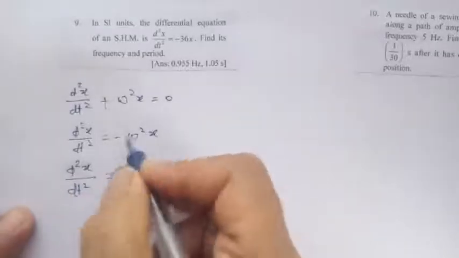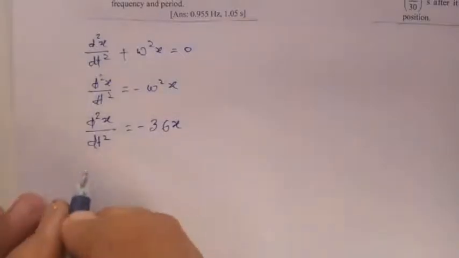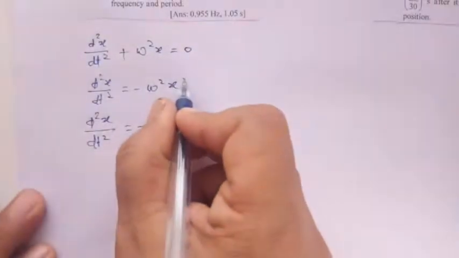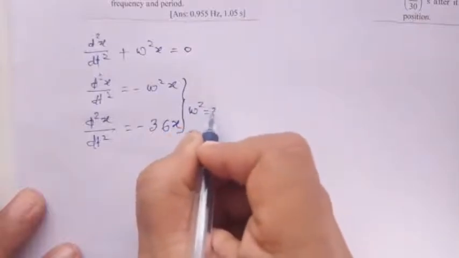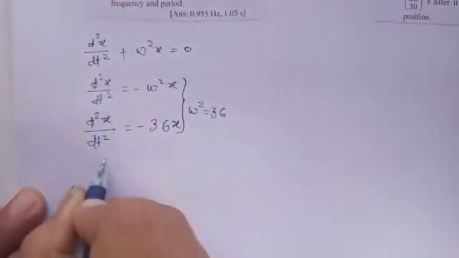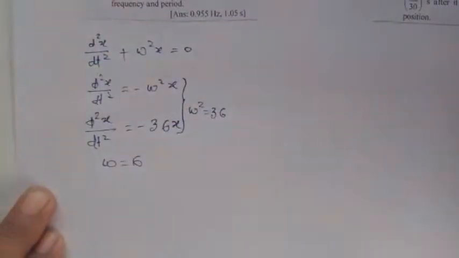When we compare these two equations, the left hand sides are same. So I can say minus omega square x is equal to minus 36x. From that I get omega square is equal to 36, and therefore omega is equal to 6. The value of omega is equal to 6.